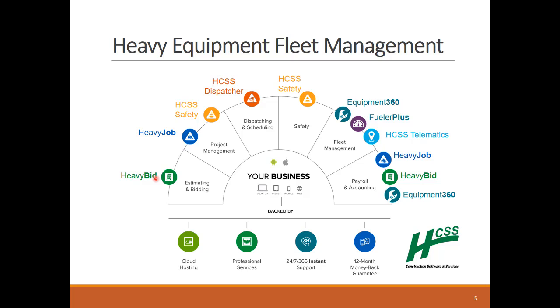Heavy Bid is an estimating and bidding tool that's used by most heavy construction firms to develop accurate bid proposals. Heavy Bid is well integrated with other software tools like Heavy Job and Equipment 360 to collect project and equipment actual data that become the real asset to create accurate future bids. Heavy Job is a project management tool for tracking equipment and manpower hours. Equipment 360 is used to track the equipment maintenance services and expenses.